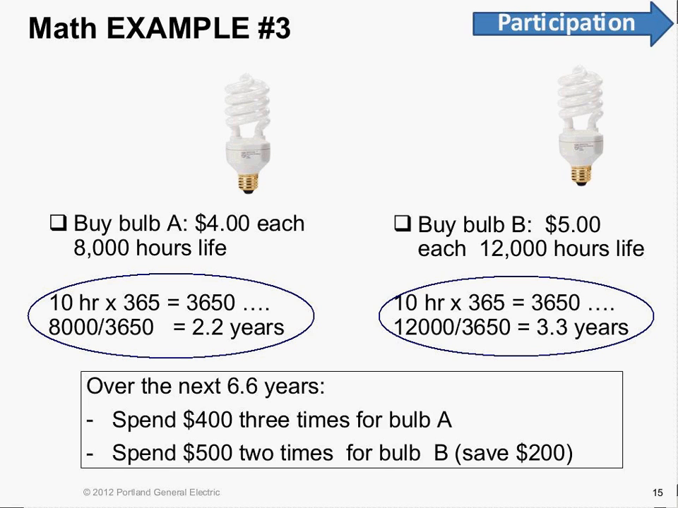You can't just throw these in the trash. Well, they just postponed their budget for paying for recycling of this stuff by 1 year. I hadn't thought of that, and that's a great non-energy benefit from getting the extra life. In summary, over the next 6.6 years, you can spend $400 3 times, or you can spend $500 2 times. So you basically are saving $200 in purchase prices over the next 6.6 years, and you're skipping one recycling, whatever that costs to recycle the bulbs.